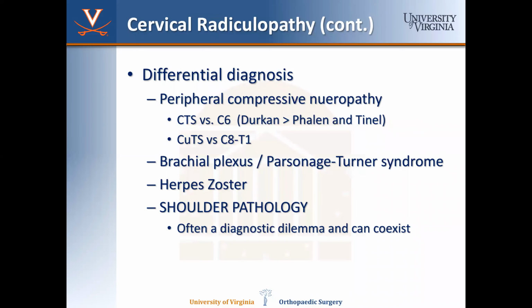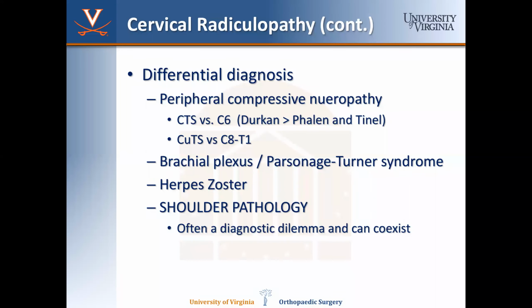So you always want to know the differential diagnosis. I spoke to this a little bit earlier. Think about peripheral compressive neuropathies. Carpal tunnel can look a lot like a C6 radiculopathy. Cubital tunnel can look like a C8 or a T1 radiculopathy. People can have a brachial plexopathy, particularly if they're diabetic. You can also get an acute inflammatory plexopathy called Parsonage-Turner syndrome.